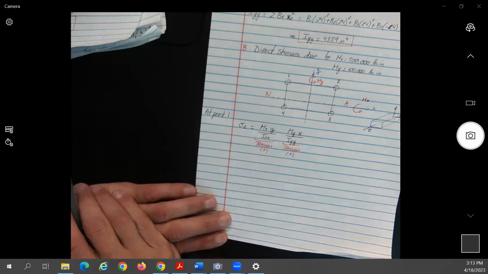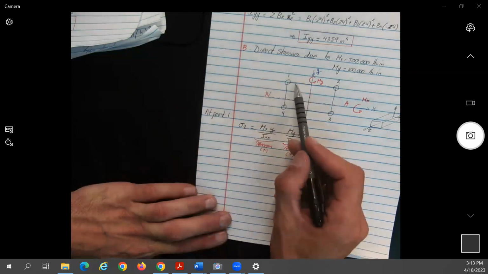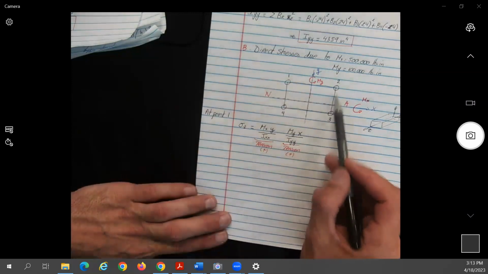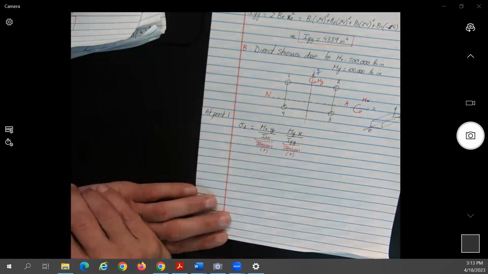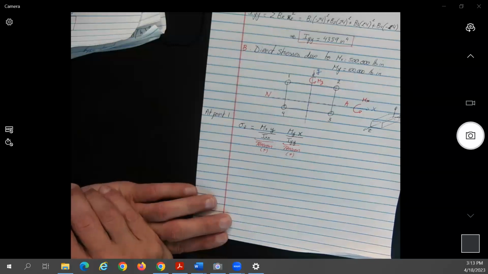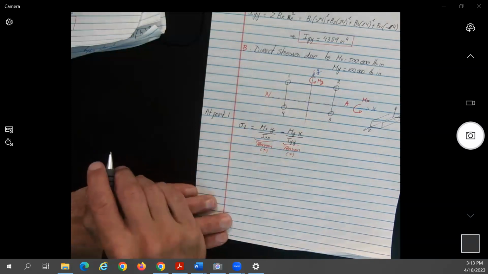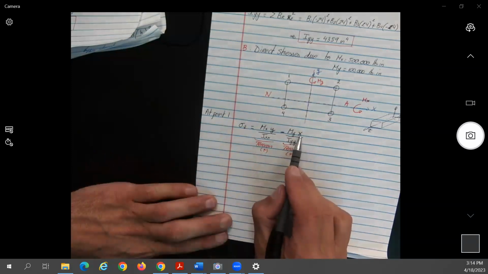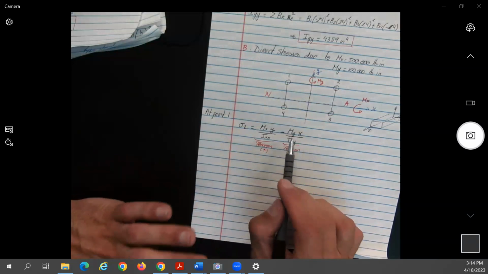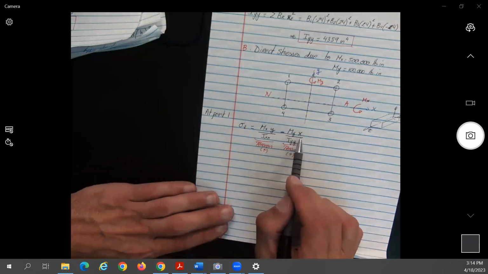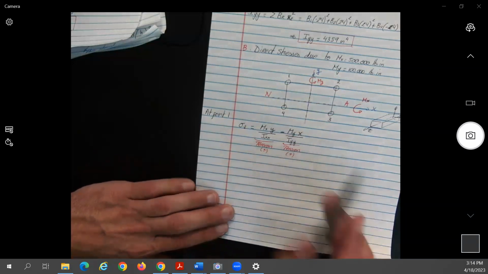We need to be careful here, so this side will be in tension, this side will be in compression, no? So what do we need to do in order to make the equation work? I have to add a minus, no? Because this x will also be negative. Personally, I would not put this, I would just use the magnitude. But if you want to be accurate, you can do whatever you want.